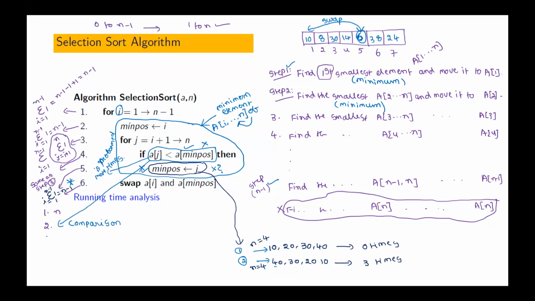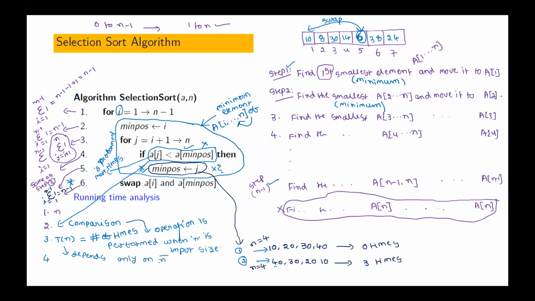A of i j, okay. Let T of n be the number of times the comparison operation is performed, when n is the input size. This we have been writing every time. Now you tell me, does T of n depend only on n or also on the actual values in the input? Only on n. Then there is no best case, no worst case, no average case.